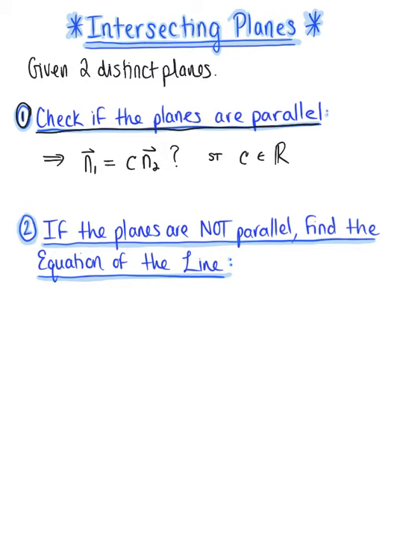So if you find that the planes are not parallel, then we can go ahead and find the equation of the line where these two planes are going to intersect. I want to begin here by recalling the equation of the line in R3. So let's recall the equation of a line in 3 dimensions.